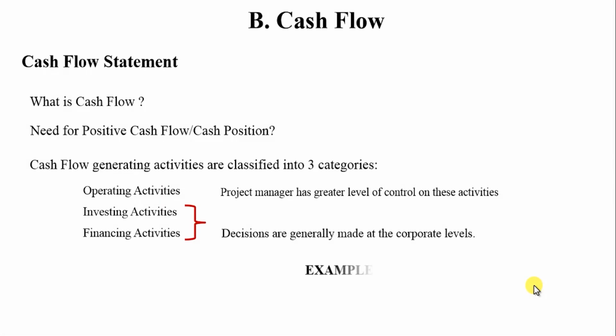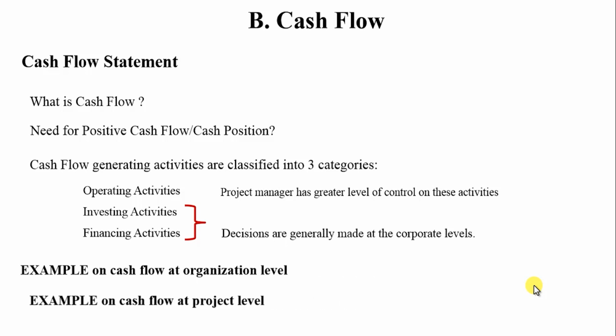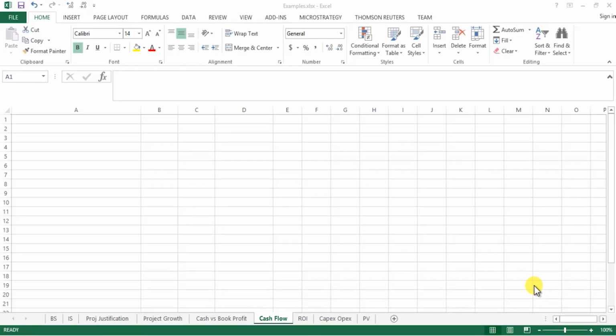Now let us understand an example on a cash flow at an organization level. Then we'll look at an example on a cash flow at a project level. We'll continue with the same trend where we prepare the entire thing from scratch in Excel. So you can have an understanding of how things go on, what is the flow of movement from point A to point B to point C, and so on.